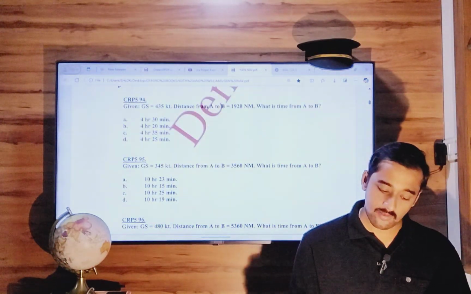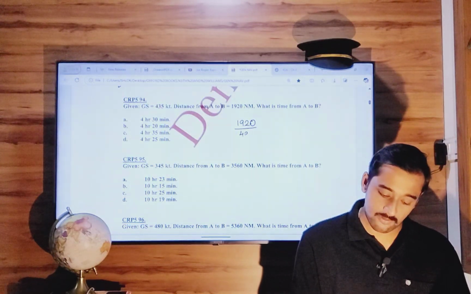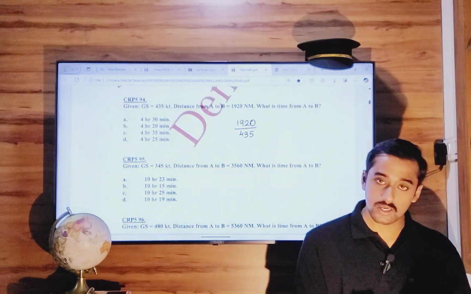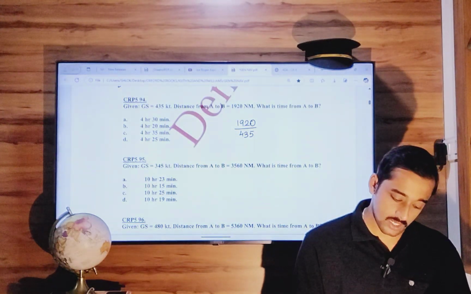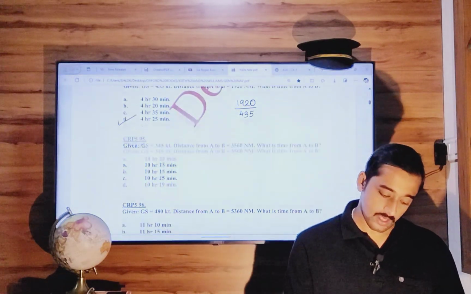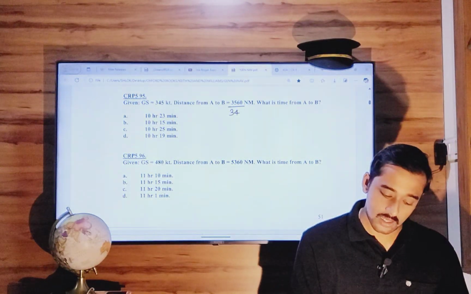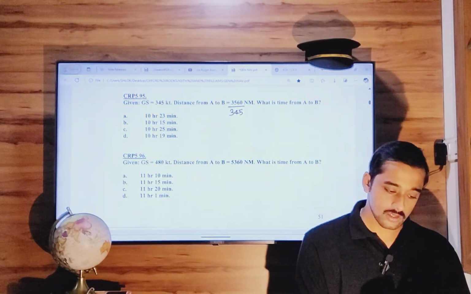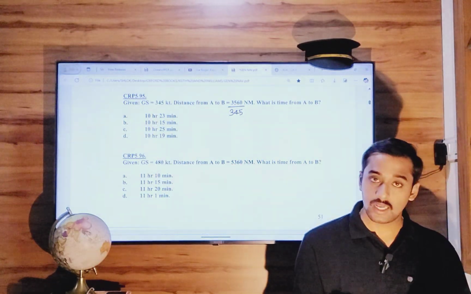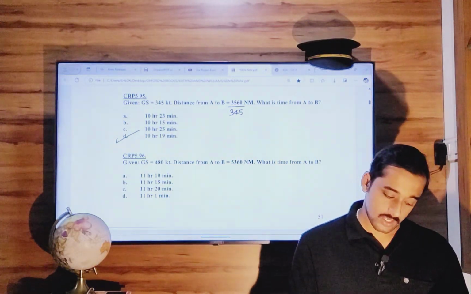Next, speed and distance given, what is time? So time is distance divided by speed of 435. So 1920 divided by 435 is 4 hours 24 minutes. So the closest option here is delta, 4 hours 25 minutes. Speed and distance given, what is time? Time is distance divided by speed. So 3560 divided by 345 is 10 hours 19 minutes. So option delta. Okay. Next.